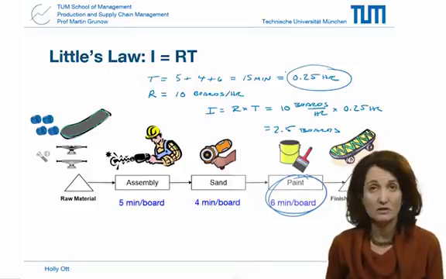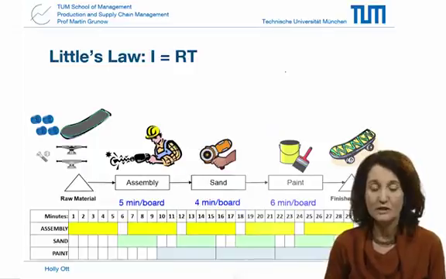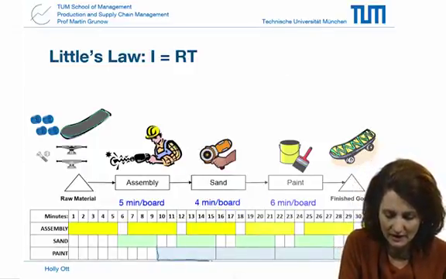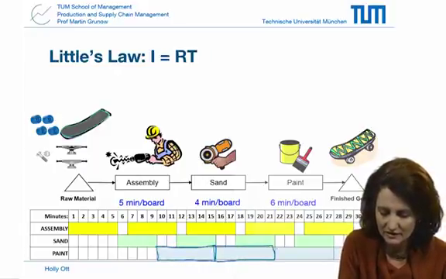Let's look at this also in a Gantt chart. So here's the chart again, and here we have paint working away all the time. 6-minute cycle here.